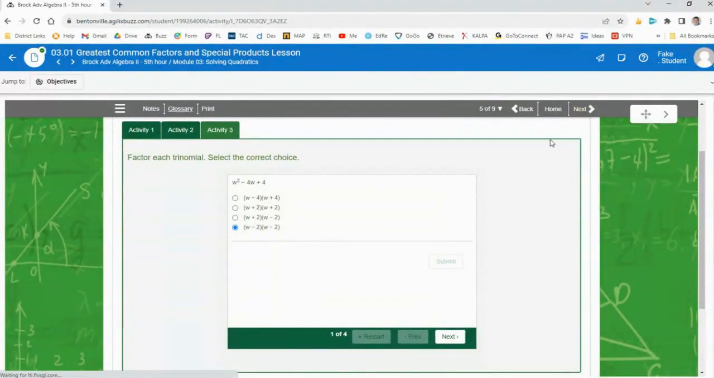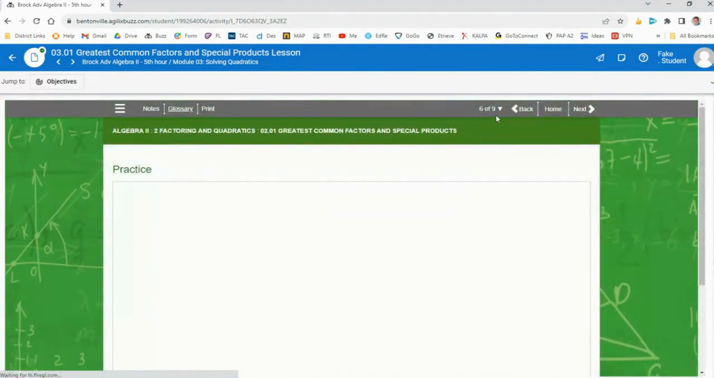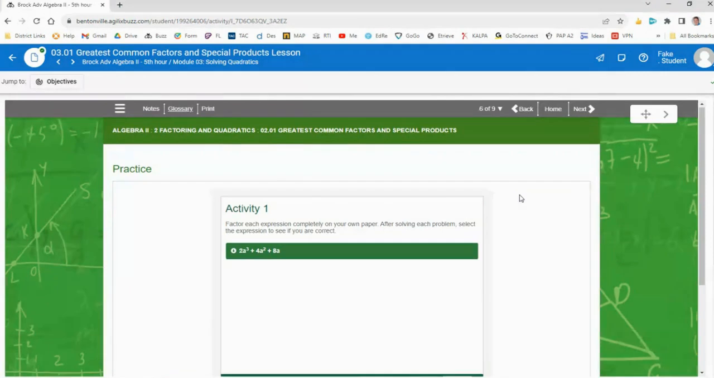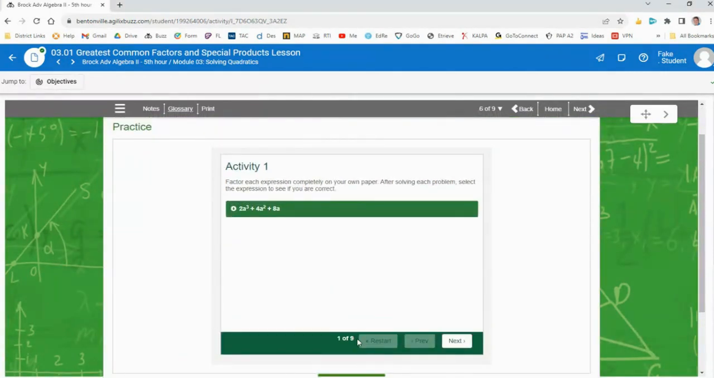Then you have another page over here, and another page after that, and another page after that. So you have several. So we're going to go to the next lesson. But just wanted to show you, there's 9 problems right there. 9 problems. So there is plenty of practice.